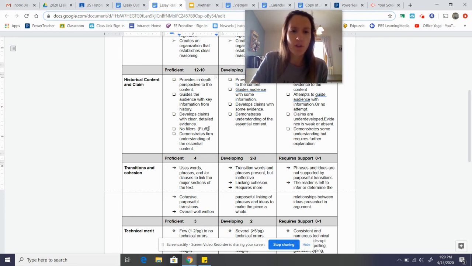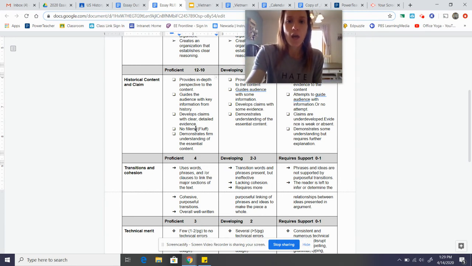Developing claims with clear, detailed evidence. Again, you're throwing out information that's specific and detailed, and you're not just making big claims without any specifics, right? You're not just throwing out information without it being backed up. So make sure that that's clear and detailed.